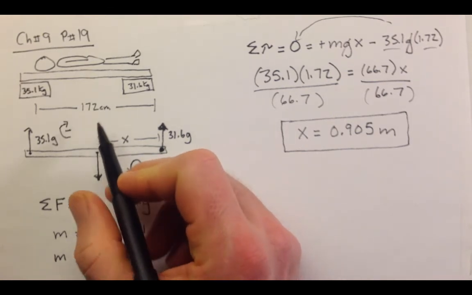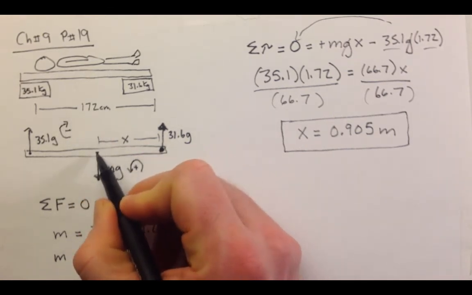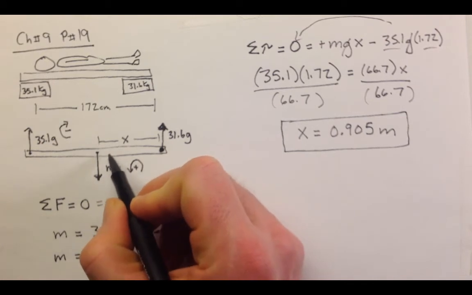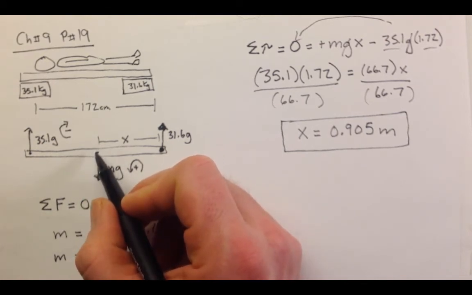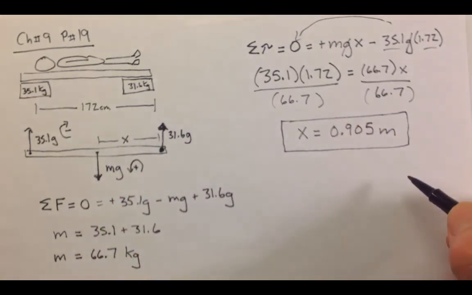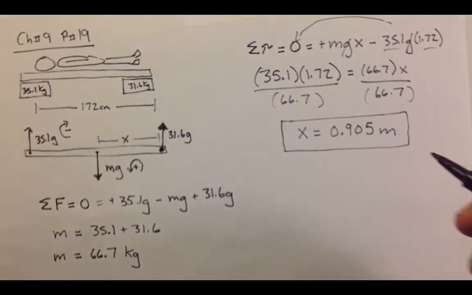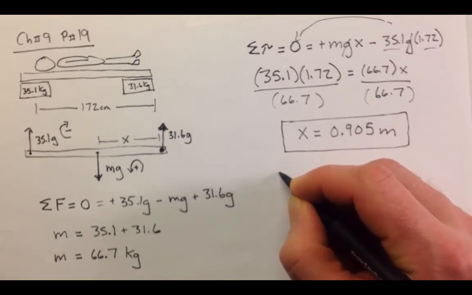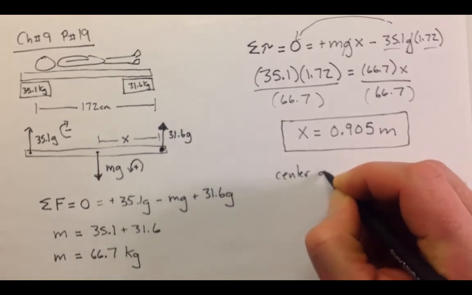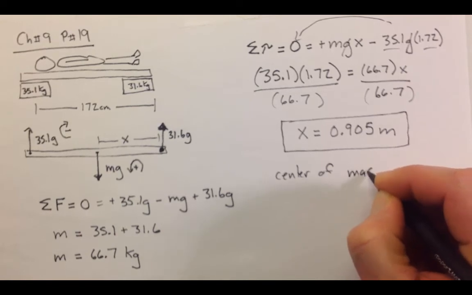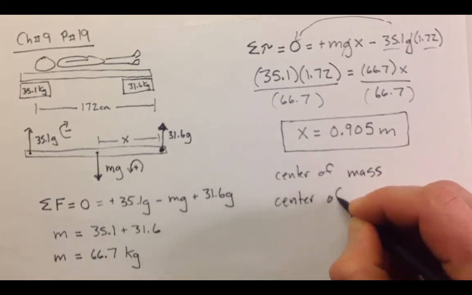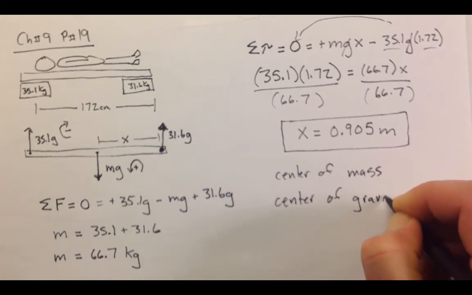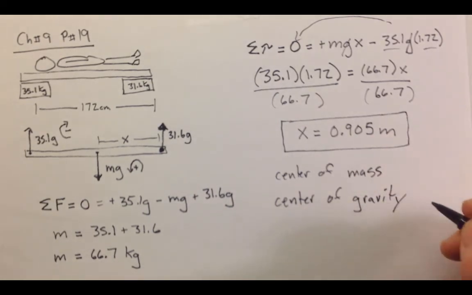So it looks like this person's center of mass is a little higher than halfway. Now I've been using the term center of mass and center of gravity interchangeably. Can I do that? 99% of the time the answer is yes.